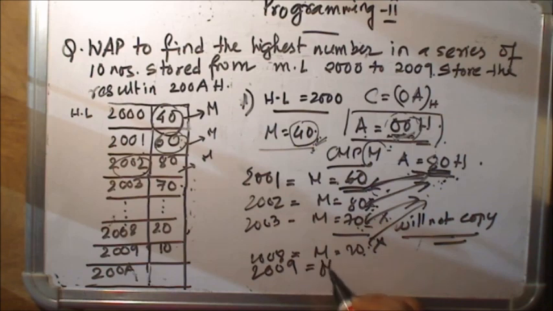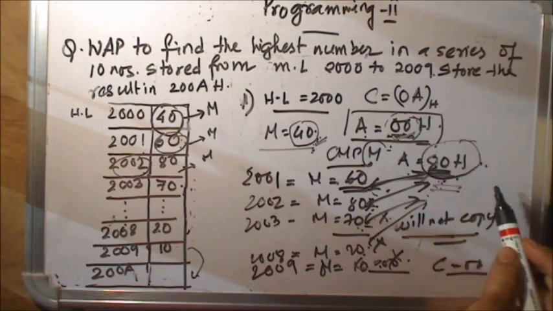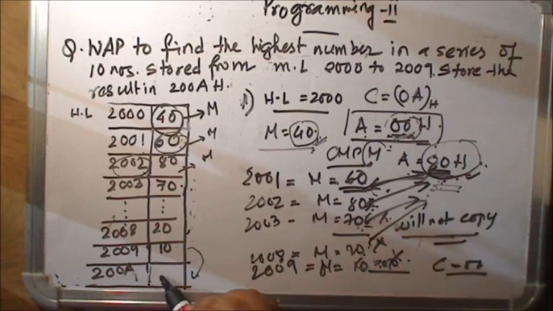So that's our new M will be 10. So is 10 greater than 80? No. So then the count will become 0 and the program will come out of the loop. Okay, so A will be holding the highest number. Now the number stored in A, we will copy that number into 2008. Okay, understood?